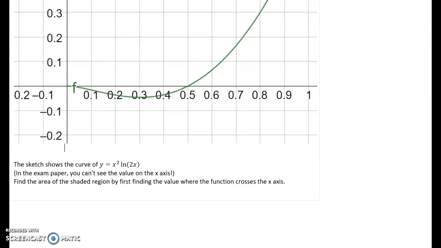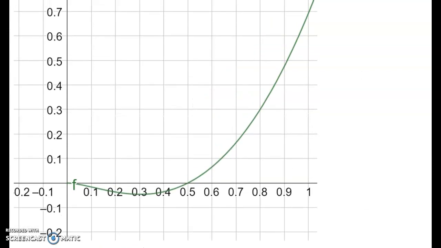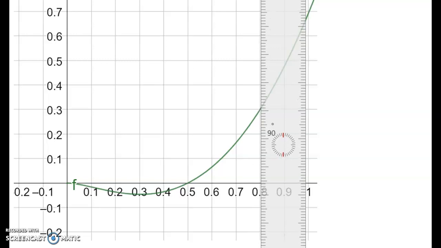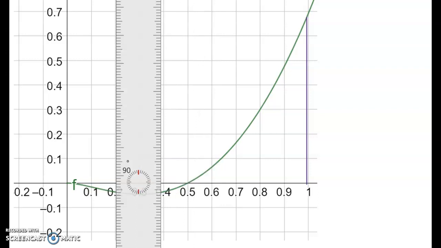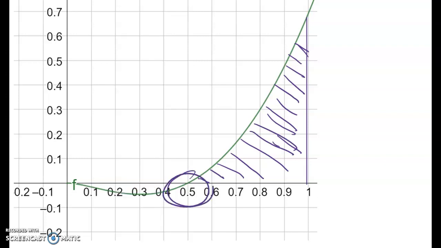The sketch shows us the curve of this function here: y is equal to x squared natural log of 2x, and you can't see those values. So you have to find the area of the shaded region by first finding the value where the function crosses the x-axis. In the book, what's shaded in is a pretty clear vertical line down here at 1, and then it's shaded like this, right? But you can see here that that second limit of integration is going to be 0.5, whereas in the exam paper, you had to figure that out.